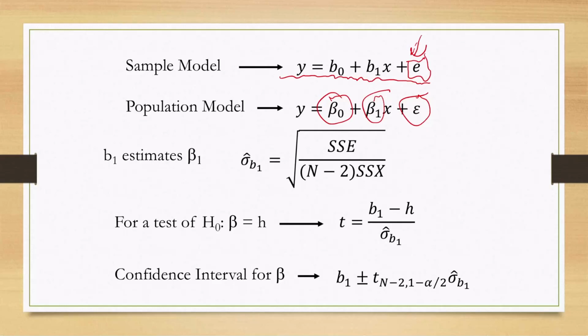So we're focusing on the slope. B1 estimates beta 1. The slope of our sample estimates the slope of the population. And if we're going to make inferences, we need to know something about the stability of that slope. So here is our standard error of the slope. As a reminder, standard error is an estimate of the standard deviation of a statistic.